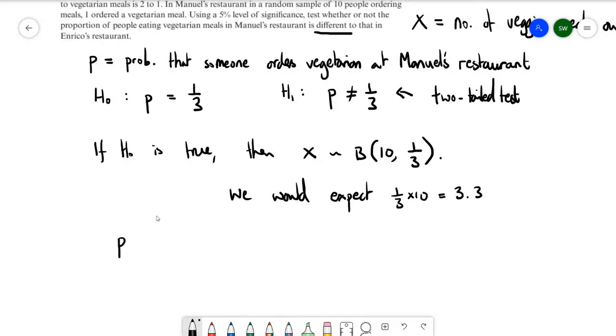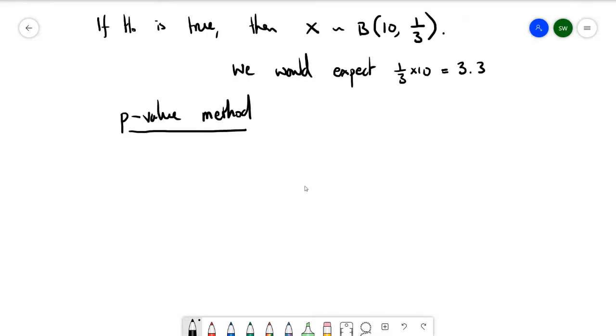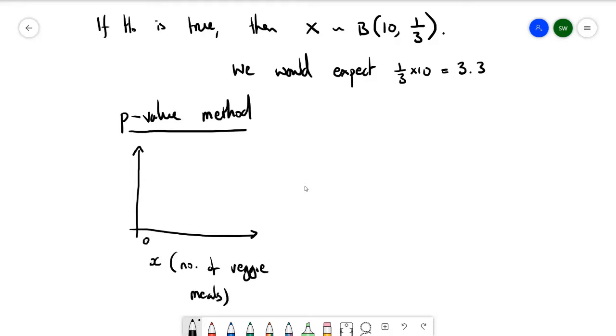So the preferred method would be the p-value method, because that doesn't involve having to go through the process of finding the critical region. So with the p-value method, you don't need to draw the diagram, you can just think about it in your head, but I'm going to draw it to try and explain it. So along the horizontal axis, I'm going to put the specific values of x. So this is the number of vegetarian meals out of 10. So we could have 0 out of 10, 1 out of 10, 2 out of 10, etc., all the way up to 10 out of 10. And the distribution will look something like this, and the highest probability would actually be around about 3, because that's what we'd expect.